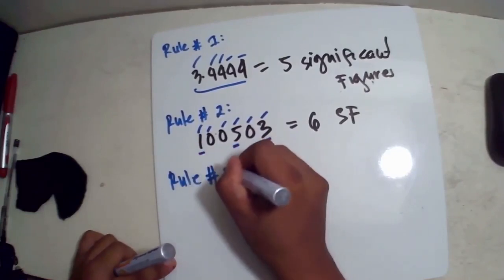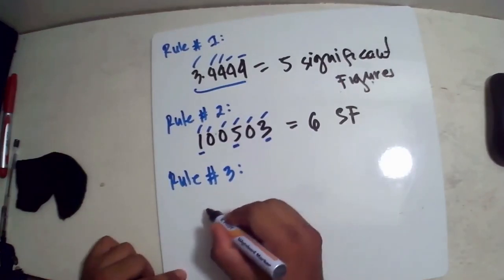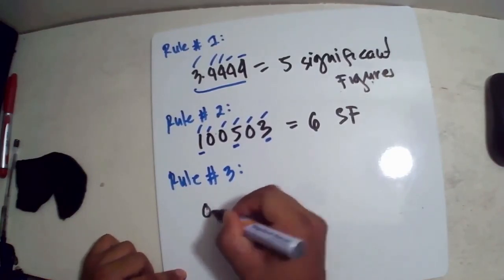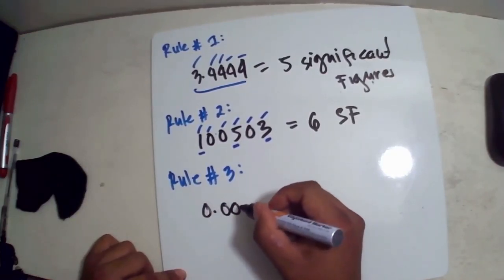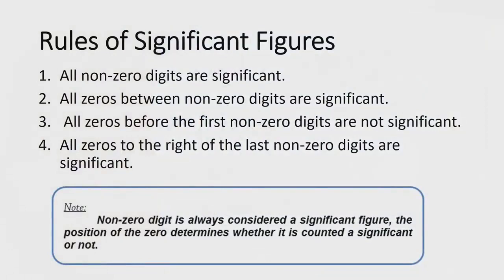Rule number 3. For example, I have a series of numbers like this one. For example, this one, 0.0001. Okay. Now, how many significant figures do we have? Applying rule number 3, according to rule number 3, all zeros before the first non-zero digits are not significant.